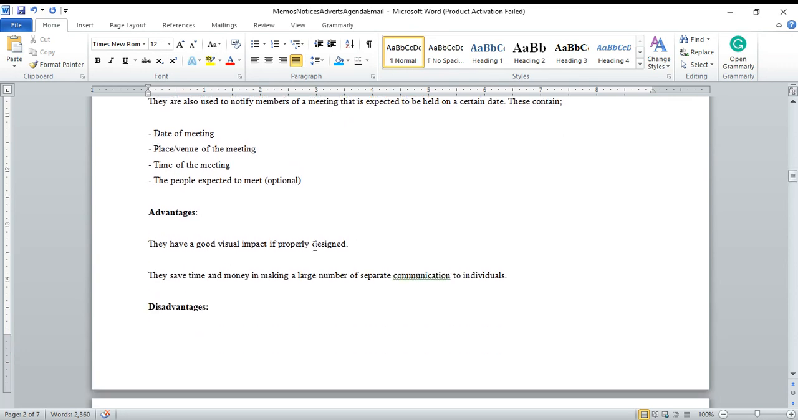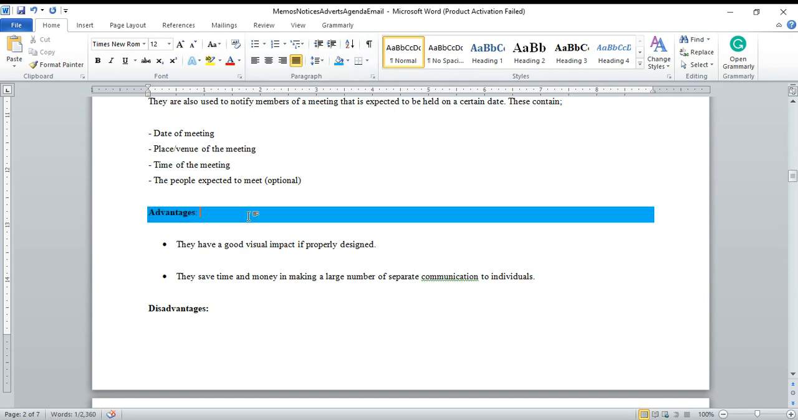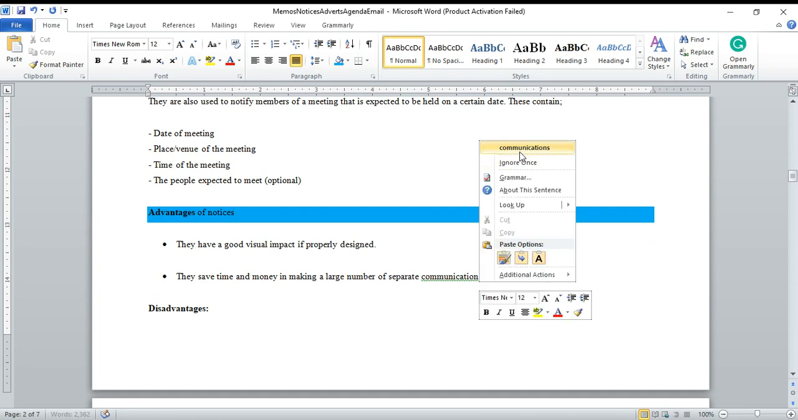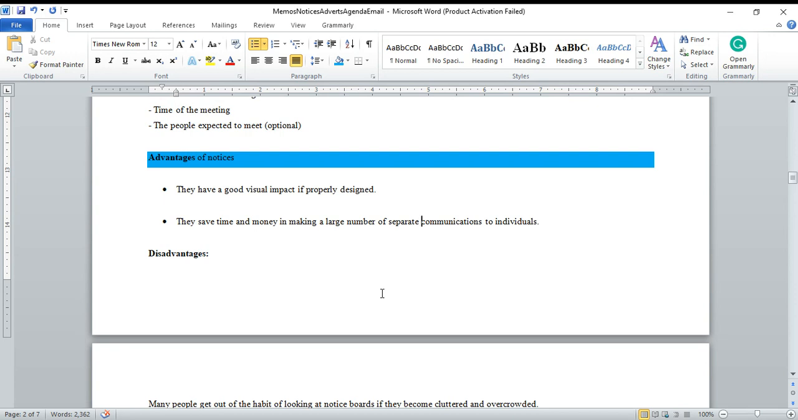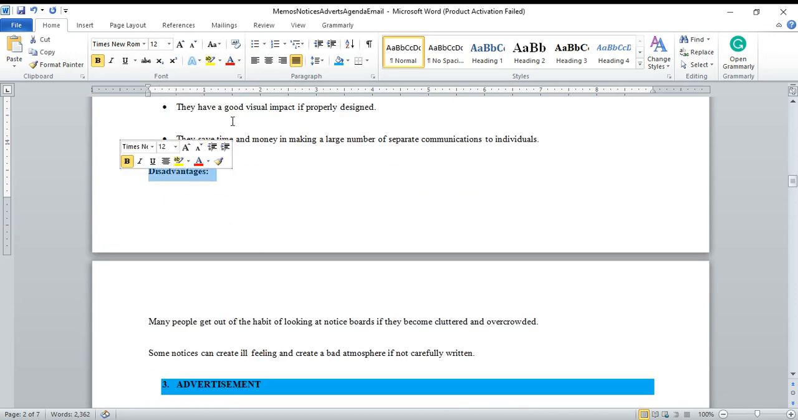Then we have the advantages of notices. They have good visual impact if properly designed. They save time and money, because they are able to reach a large number of people without separate communications to individuals. Disadvantages of notices.